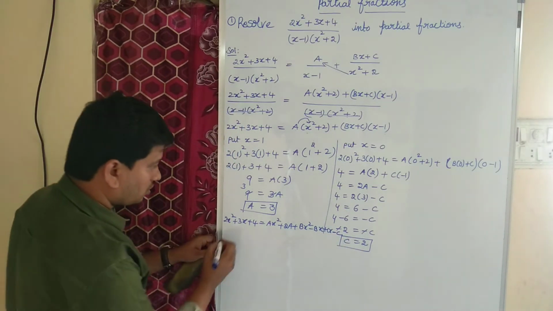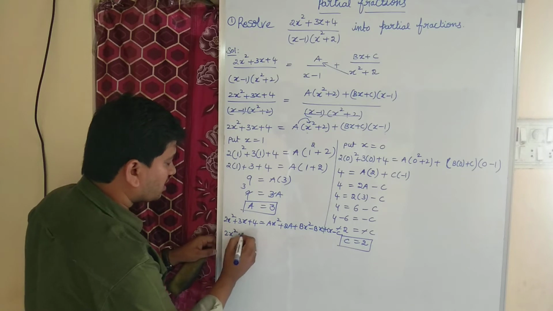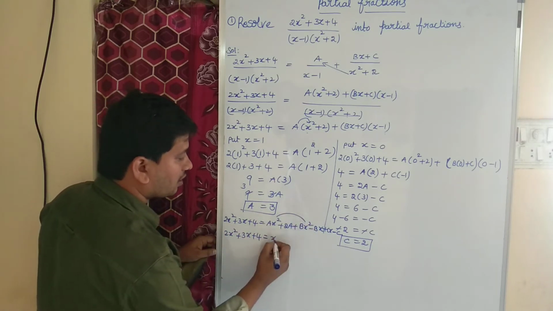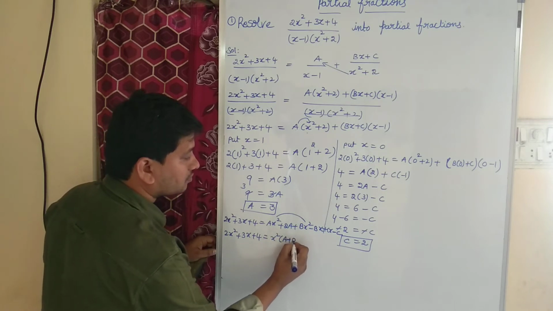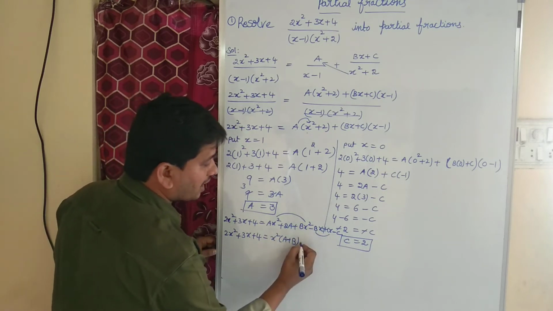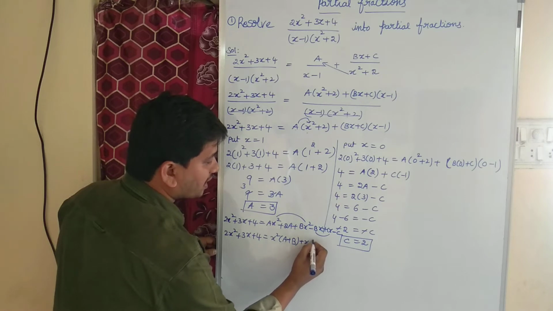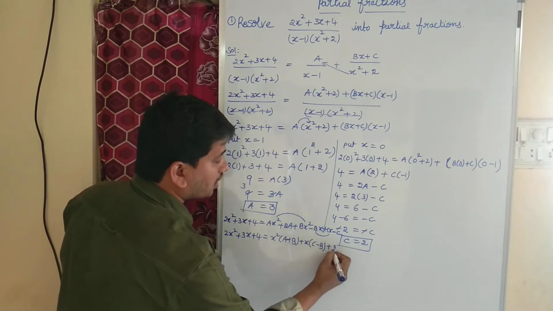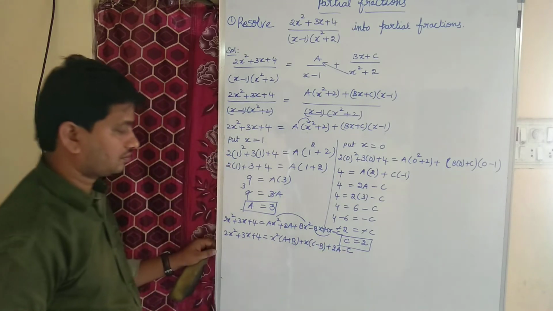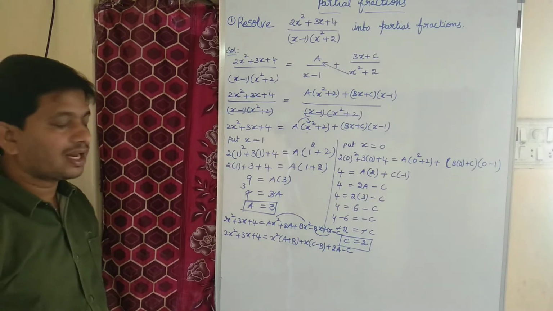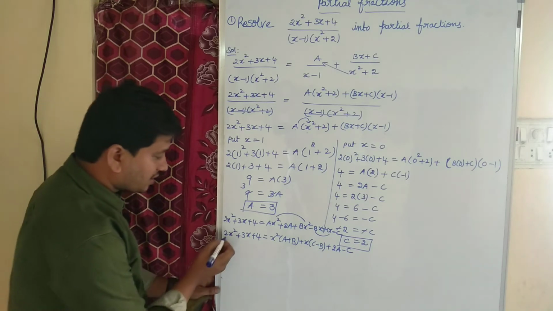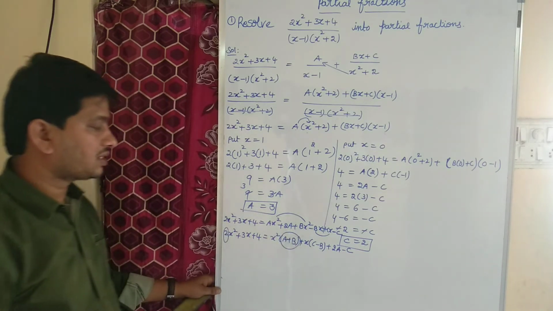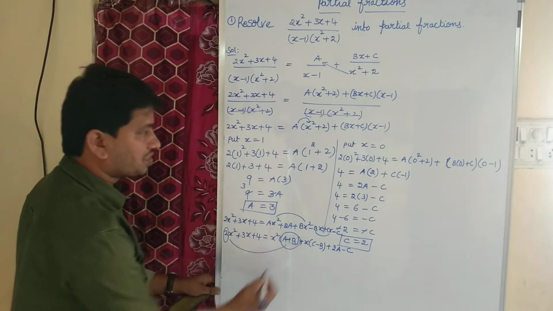Right? So this I can simplify as: if I take x square as common, I will get a plus b. From these two terms I can take x as common, I will get c minus b, and then the constants are 2a minus c. Right? We need to get the value of b. Here the x square coefficient is 2, whereas here the x square coefficient is a plus b. I can equate the x square coefficients, right?